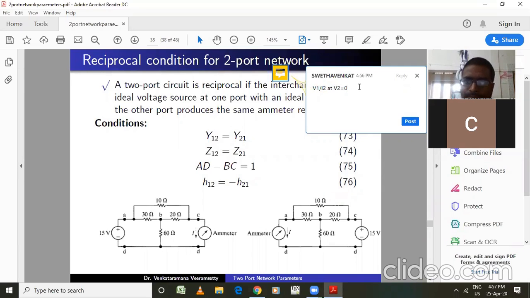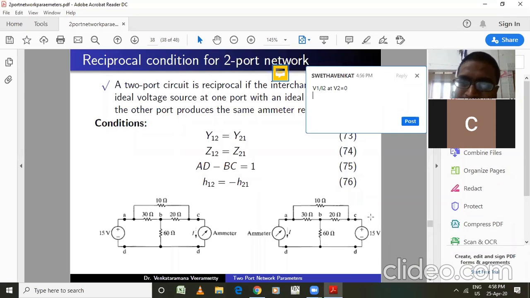Now I am taking the same two-port network, but I am interchanging the positions of the excitation and response. See here, the excitation is connected at the CD terminal, and I am taking the response at the AB terminal. Here, excitation and response are interchanged. Now again I want to calculate the ratio between excitation and response. So what is the excitation now?